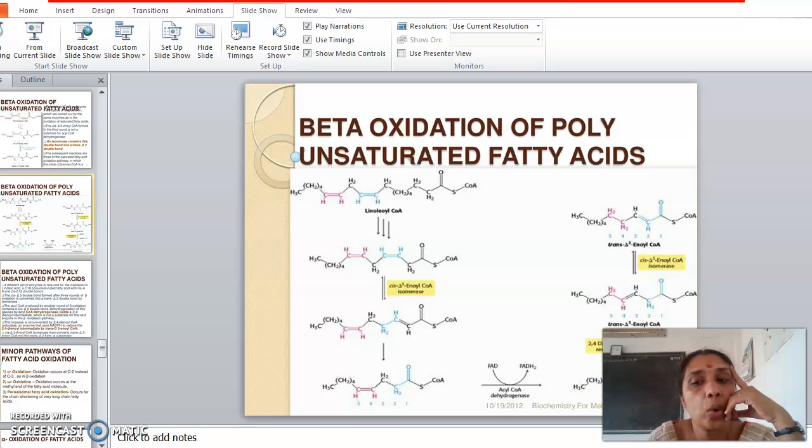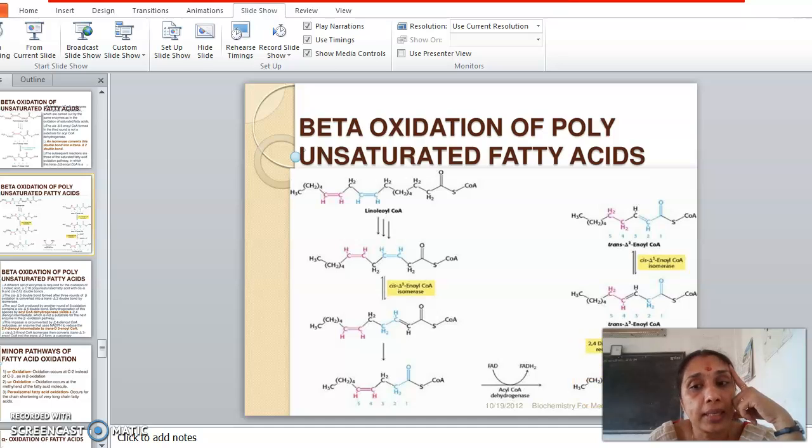2,4-dienoyl. There are two double bonds, at the second position and the fourth position. This is the second carbon atom, this is the fourth carbon atom. So 2,4-dienoyl-CoA is formed by the acyl-CoA dehydrogenase enzyme. Now what happens? This bond is getting shifted.